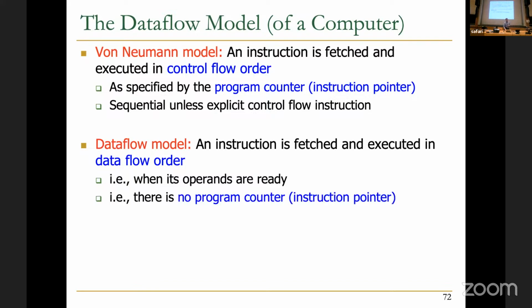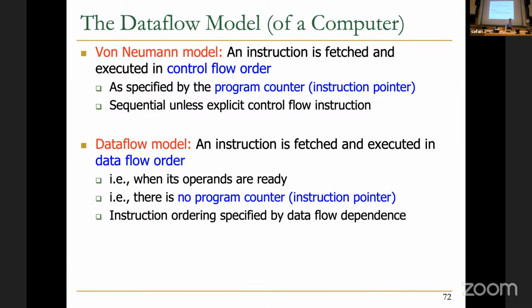So basically, data flow order means an instruction is fetched and executed when its operands are ready. In other words, we just got rid of the program counter. We just got rid of something so fundamental, something that has affected us for so many decades, right? Since the 1940s. Does that sound good? That's beautiful, right? So how does it work, basically?